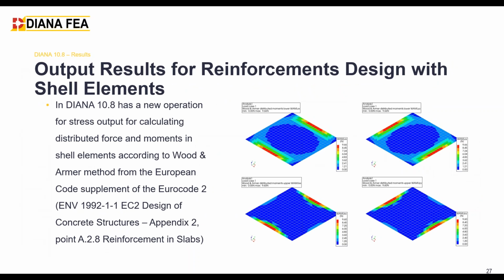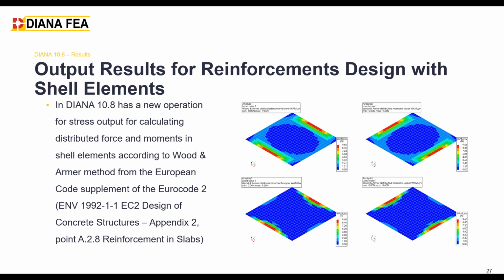Let's continue with some update on the results and output feature. In 10.8, we have a new operation for stress output for calculating distributed force and distributed moments in shell elements according to the Wood and Armer method from the Eurocode 2. So with this method, you can calculate two types of design distributed moments. One for the lower part, positive, causing mainly tension in the bottom part, and the upper one, which is negative, causing tension in the upper part.